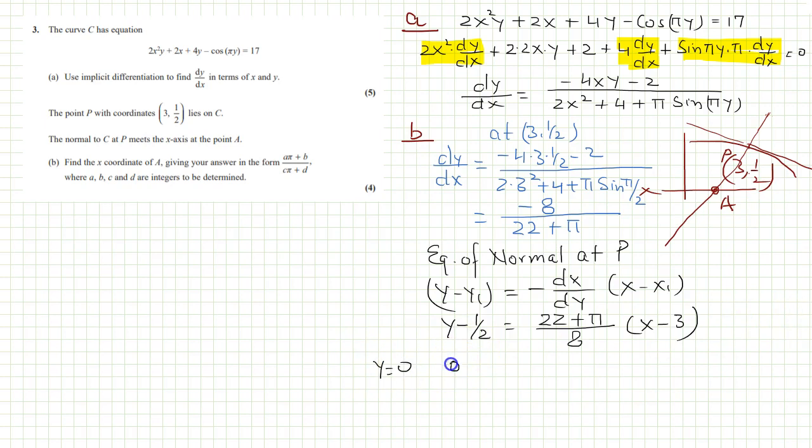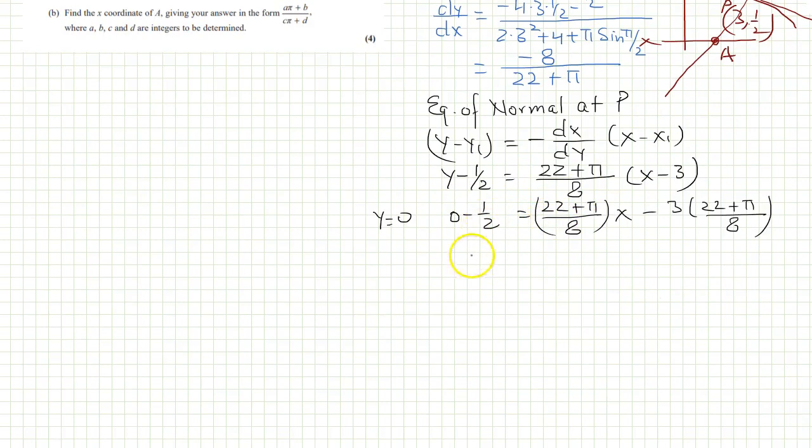y will be 0. So we put 0 minus half is equal to 22 plus pi over 8 times x minus 3 into 22 plus pi over 8. So we have this is x, this is minus 3, 3 times 22 is 66, minus and plus is minus, but when it comes here it will become plus 3 pi over 8, minus 1 over 2 is equal to 22 plus pi over 8 x.